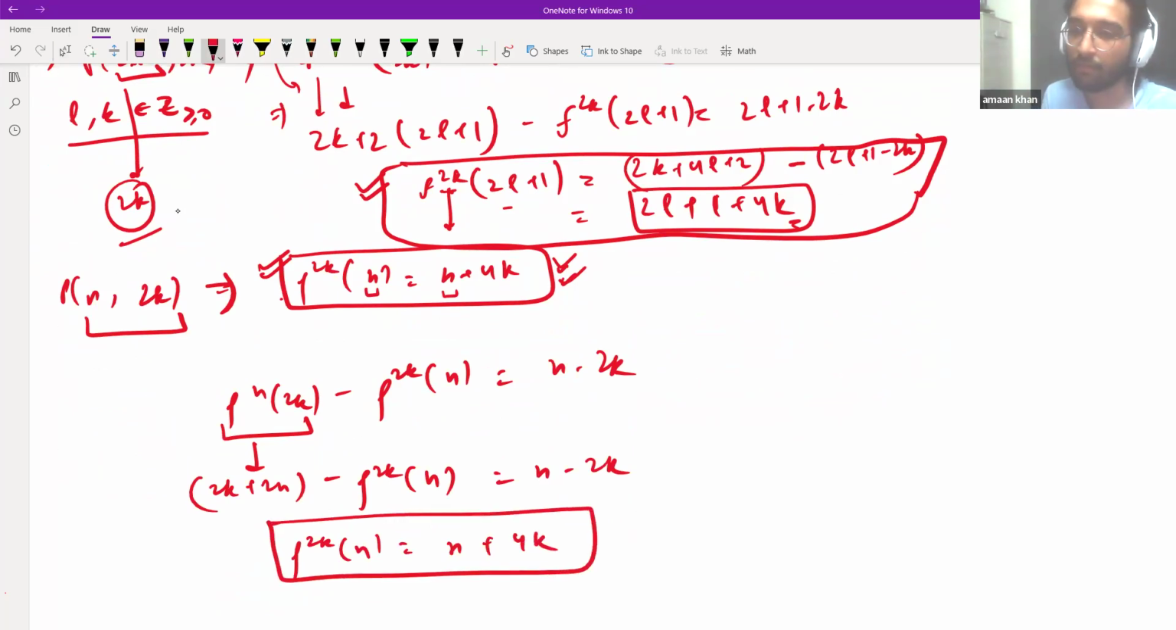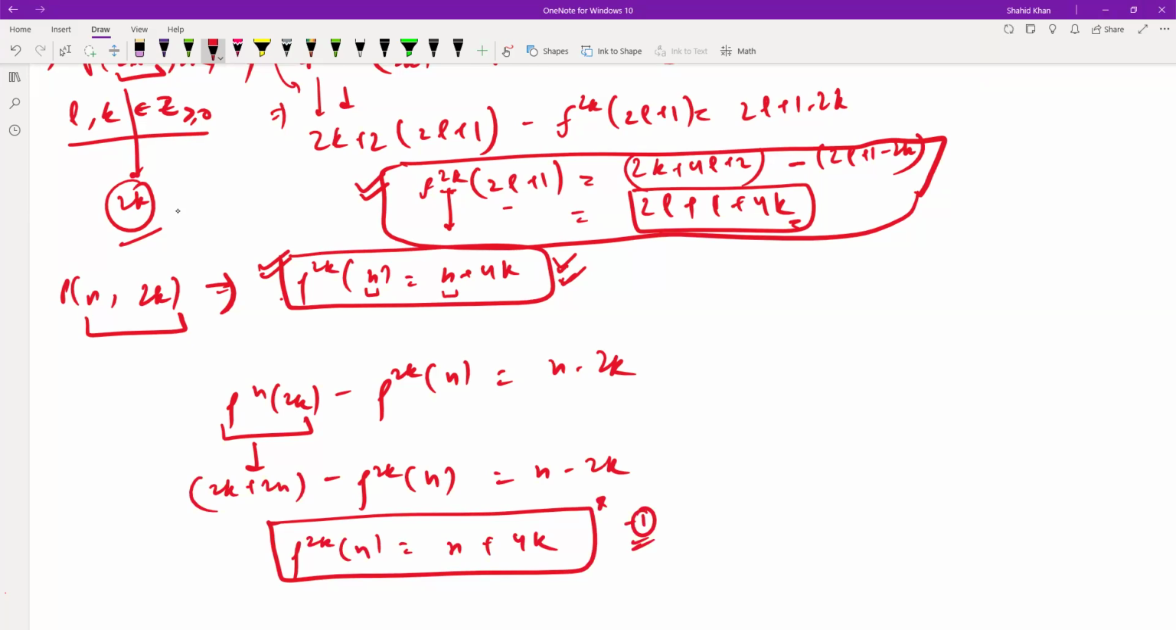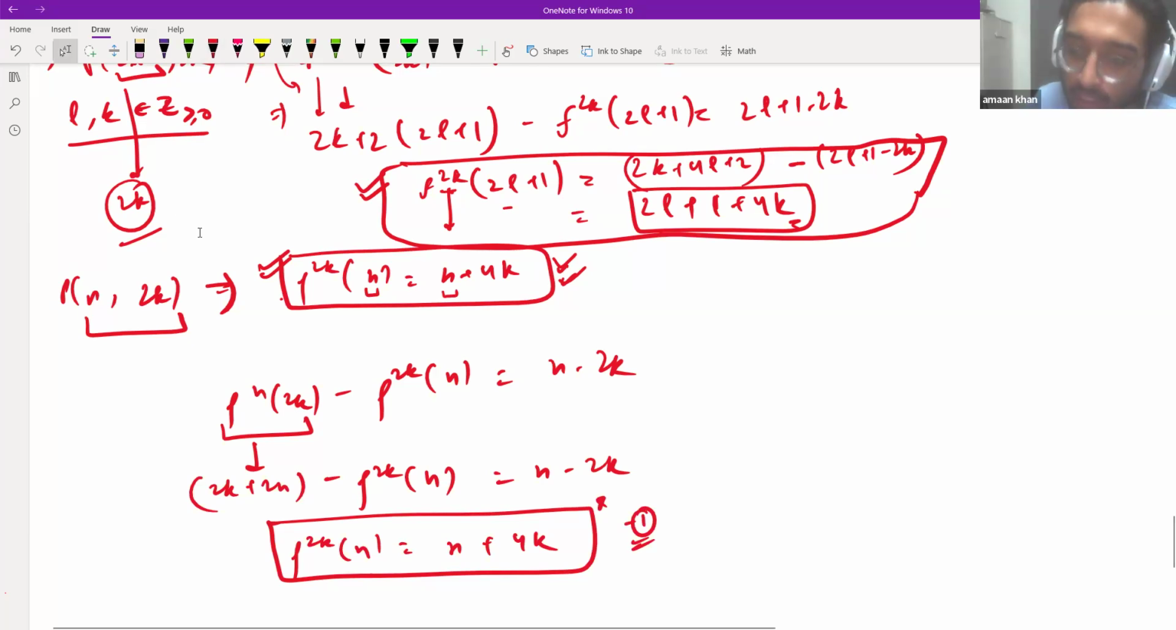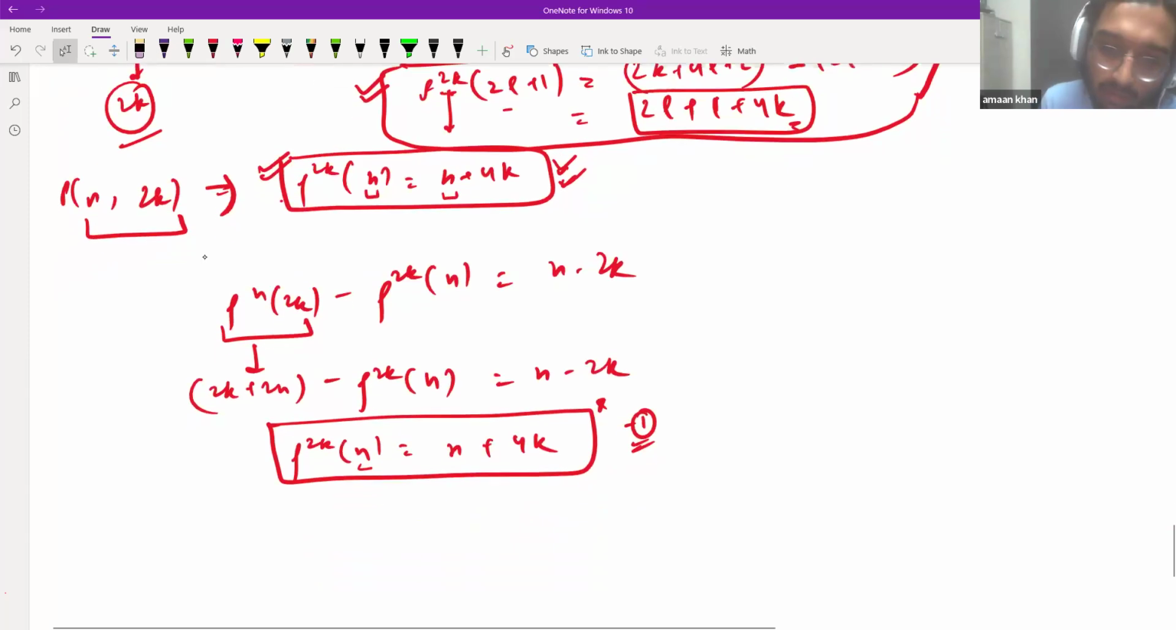Is this fine now? Okay, so you have this. If you have n odd, you have something for n odd. But for this k, maybe you can try putting some specific values of k and obtaining something.